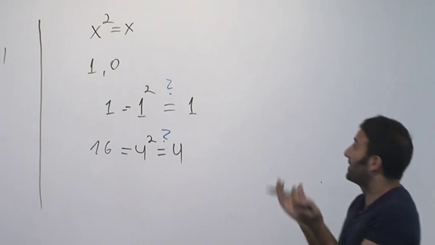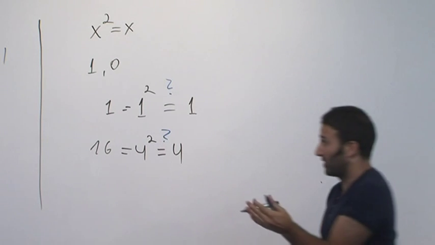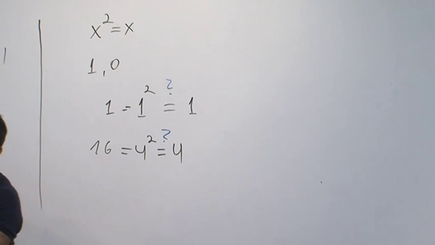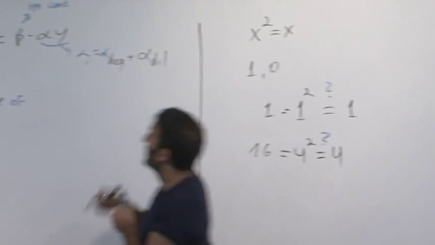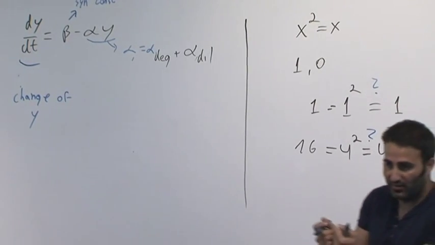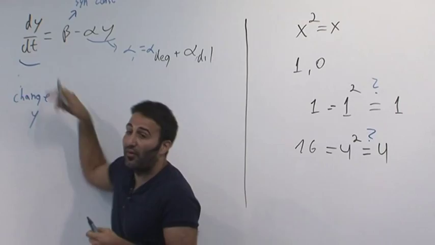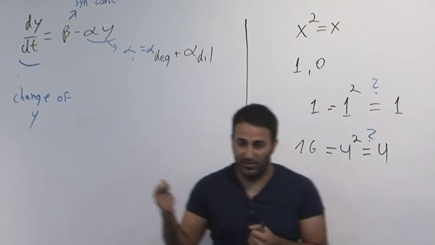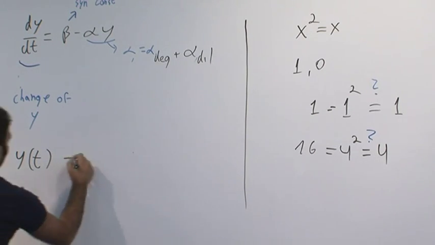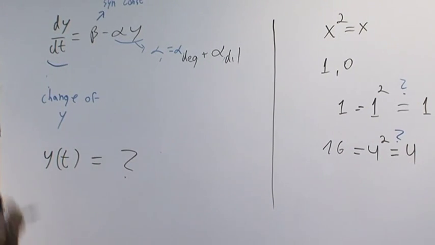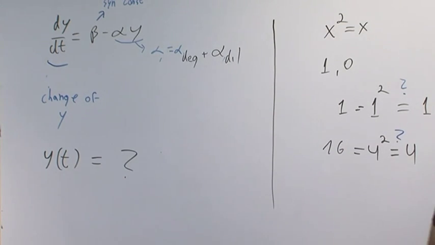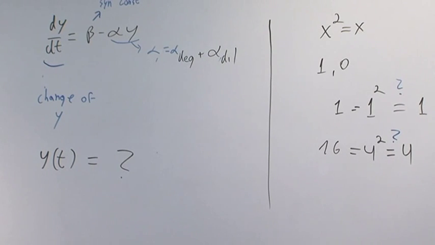Okay? So we're looking for a solution. We have an equation, we're looking for a solution. The difference between an algebraic equation and a differential equation is that in a differential equation, we don't look for a number. Here we're looking for a number who solves the equation. Here we will look for a function that will solve the equation. We will look for y of t, right? This is what we're asking. What is y of t? What is the amount of protein after 10 seconds, after 10 hours, after 10 days? Okay? Any questions so far?